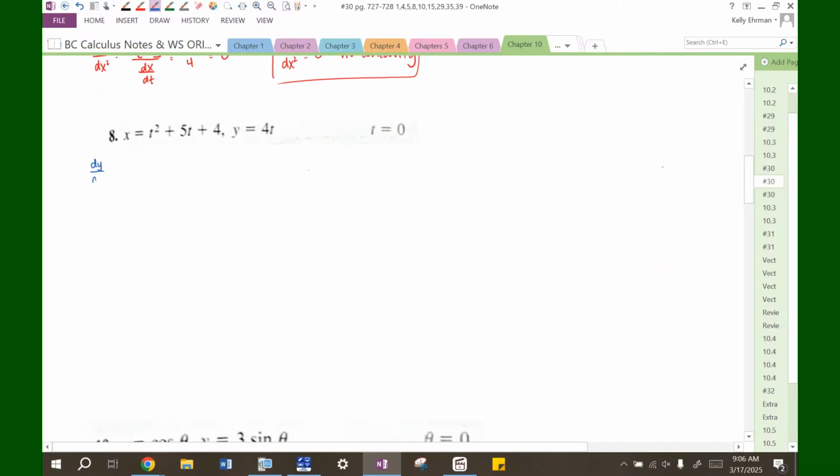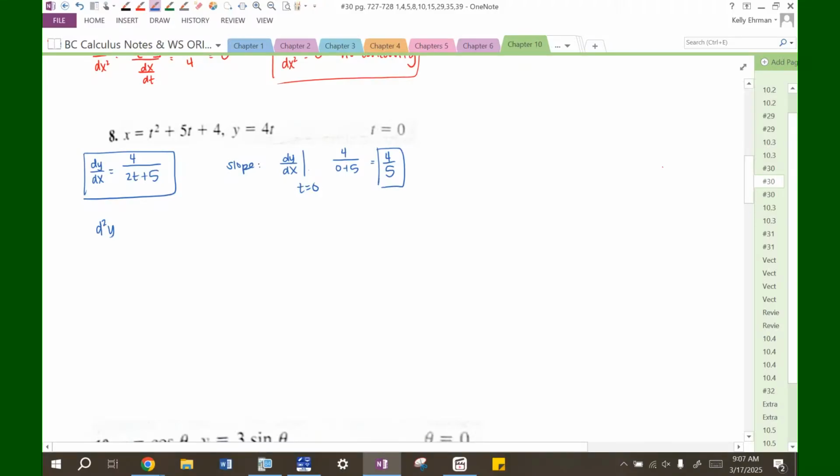So let's start with dy/dx. dy is just 4. dx is 2t plus 5. And there's nothing to simplify there. The slope is what we get when we evaluate dy/dx at t equals 0 for this one. So that would be 4 over 0 plus 5, so 4/5. So we get a slope of 4/5, and this was my answer for dy/dx.